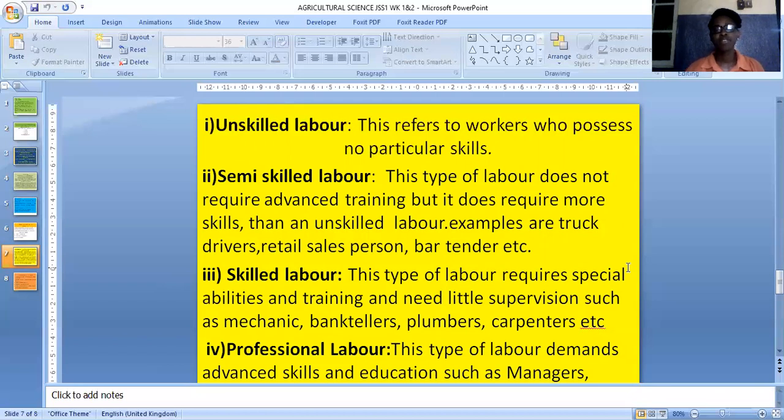Three, we have the skilled labor. This type of labor requires special abilities and training and needs little supervision, such as the mechanic, the bank tellers, the plumber, the carpenter. This skilled labor, you go for it, you learn it, so you can be what? A master in it, so you can be able to what? Deliver.